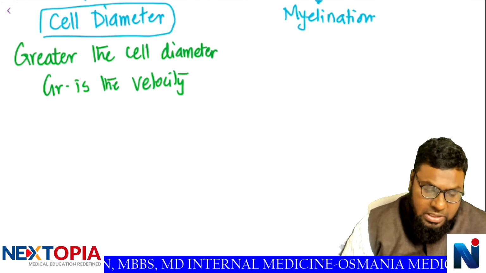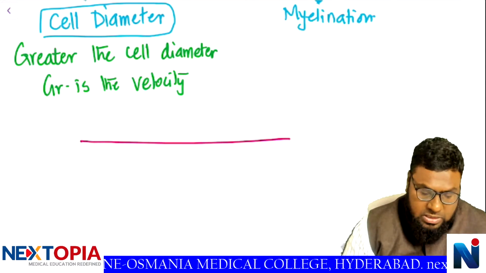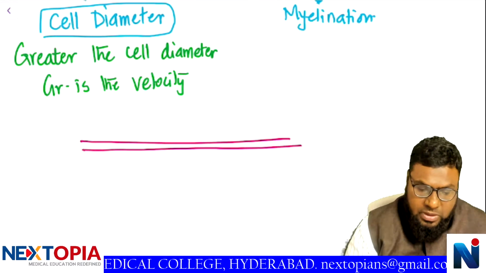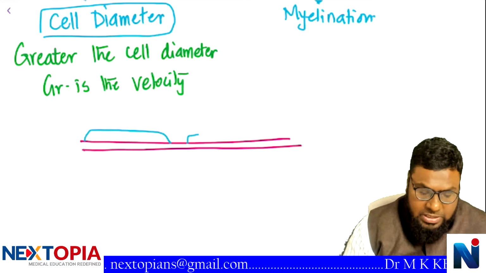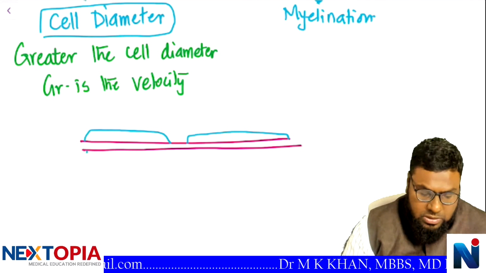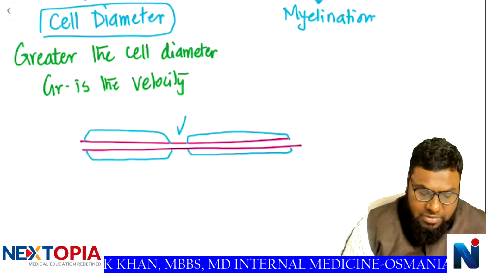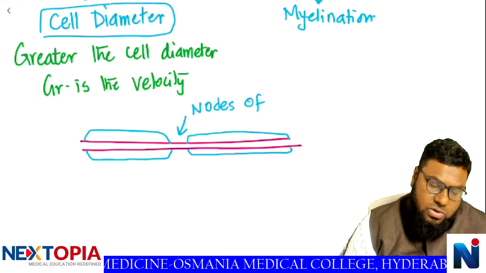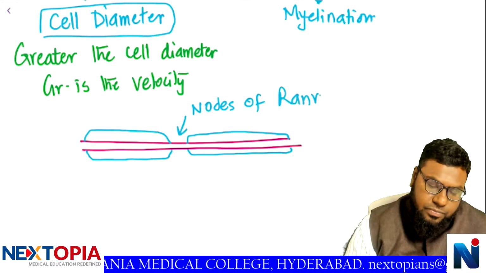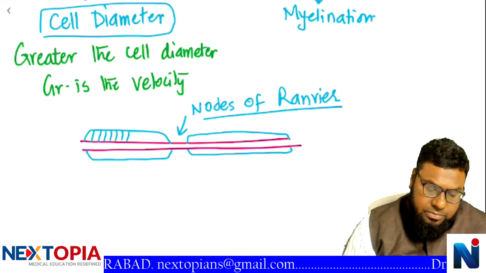If you remember the neuron axon, say suppose this is the axon. We have the myelin sheath covering it. We are calling it myelination or myelin sheath. In between we have gaps. This is called the nodes of Ranvier. And this is the myelin sheath.